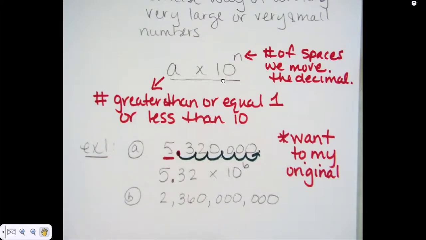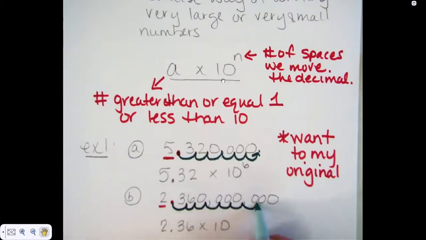Okay, well, like I said, one digit in front of the decimal, so hopefully you put your decimal place right there, leaving me one digit. So I'm going to write my number as 2.36 times 10 to some power. Want to original. Here's where I want it. 1, 2, 3, 4, 5, 6, 7, 8, 9 spaces. And I move 9 spaces to the right. Therefore, it is a positive number.